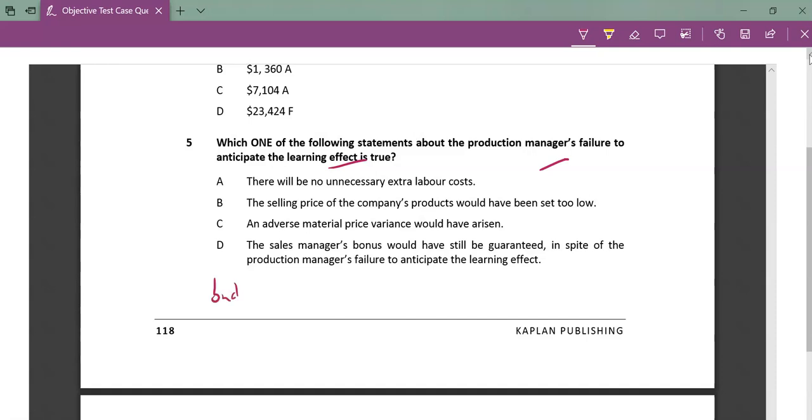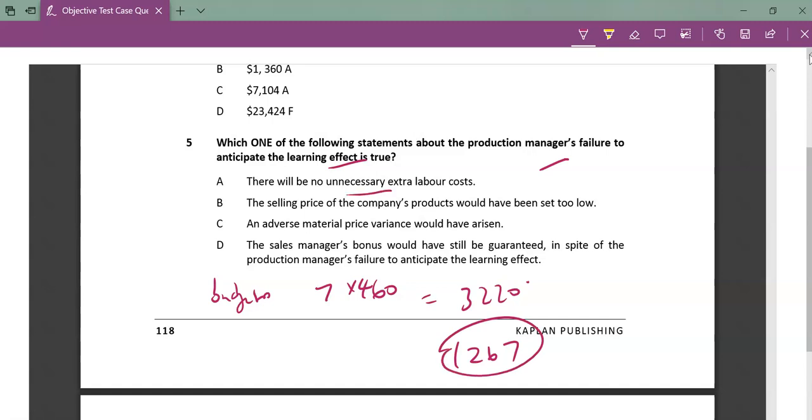Basically, he's budgeted too much. Coming back to the question, I think it was 7 times 460, which was whatever. Let's just do that very quickly. So in his mind, he's gone 7 times 460. So this is 3,220 when he should really have been putting in 1,267. So he's budgeted too much, if you like. Because he's failed to take that into account, the idea there will be unnecessary extra labor costs is false, because actually you've put in additional labor costs, right? That's additional. So that is not true.